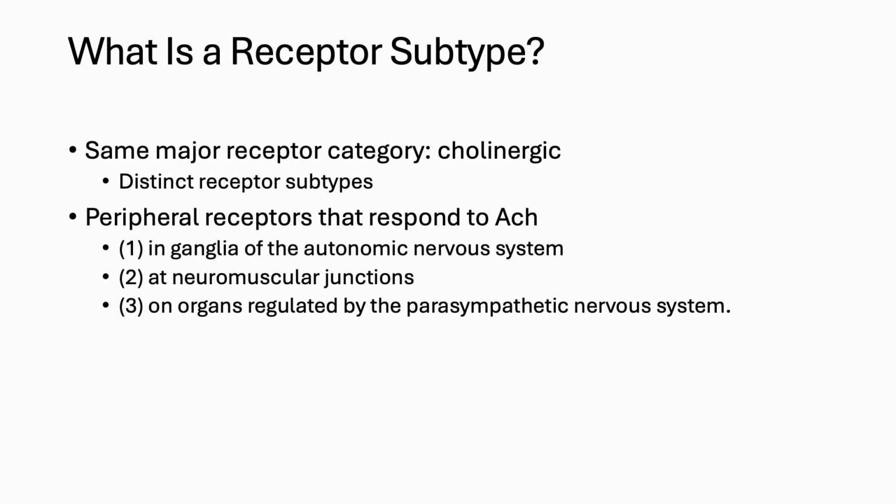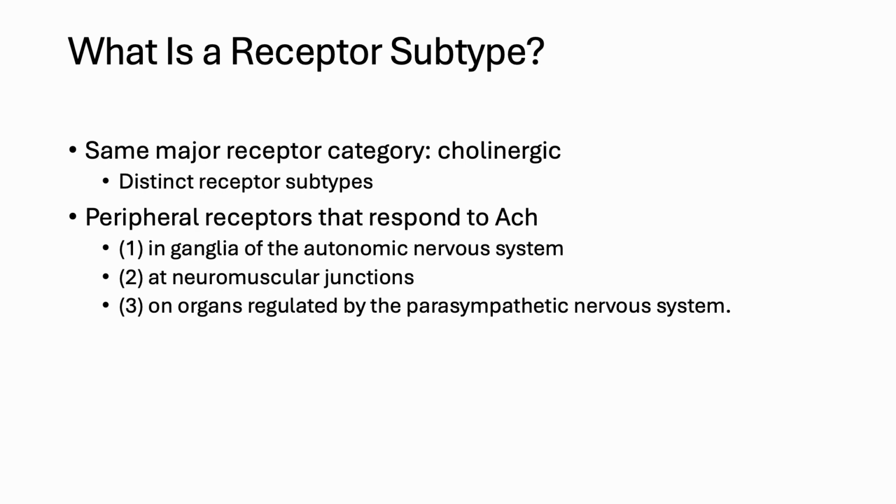Receptors that respond to the same transmitter can be different from one another. So, we are going to call them receptor subtypes. For example, we have our peripheral receptors responding to acetylcholine, which can be found on the ganglia of the autonomic nervous system, or the ANS, but also at the neuromuscular junctions as well as the organs that are regulated by the parasympathetic nervous system.